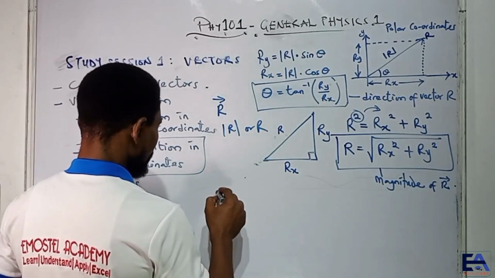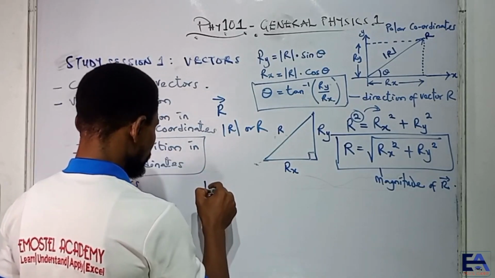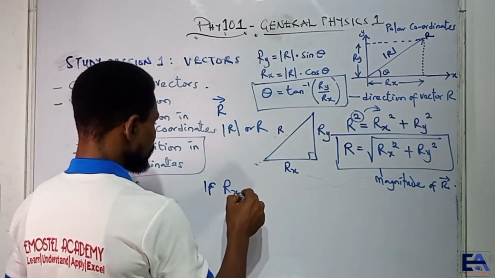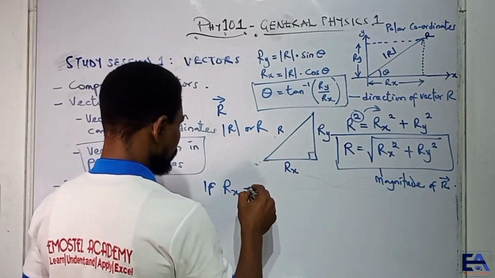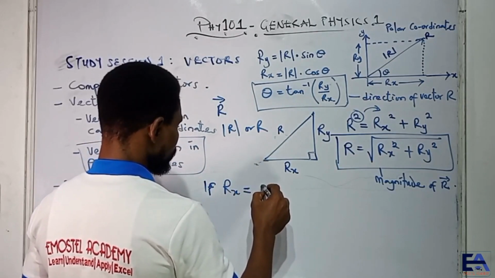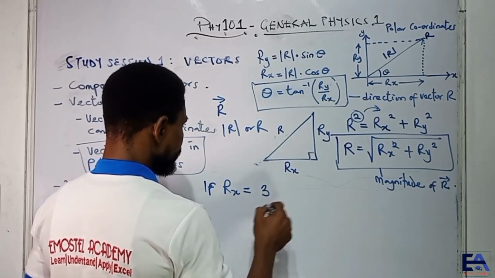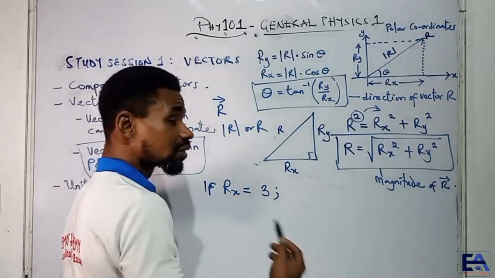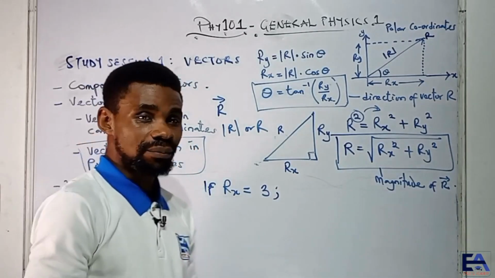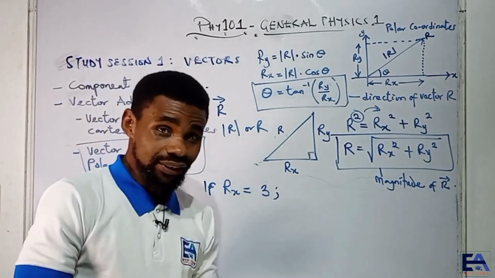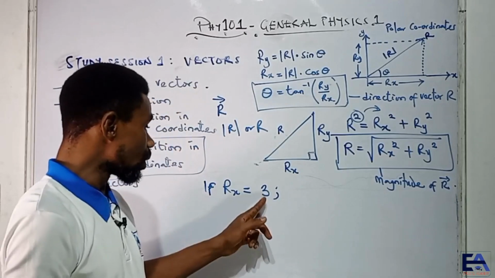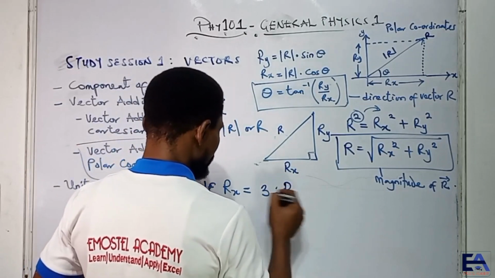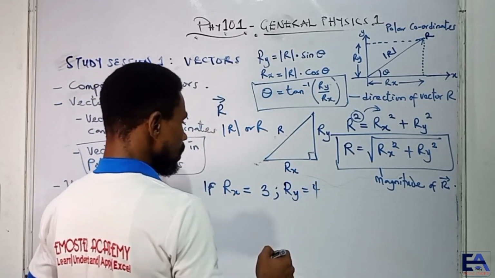So now, bringing it back, let's do a calculation. Let's say Rx is equal to 3, and then it can be 3 meters per second, 3 meters per second squared, whatever vector it is, whether it is force or whatever. I only give you the magnitude. The magnitude is 3, and let's say Ry is 4.